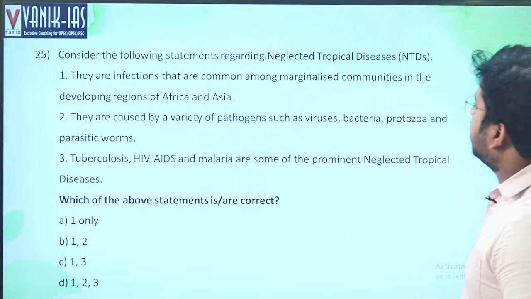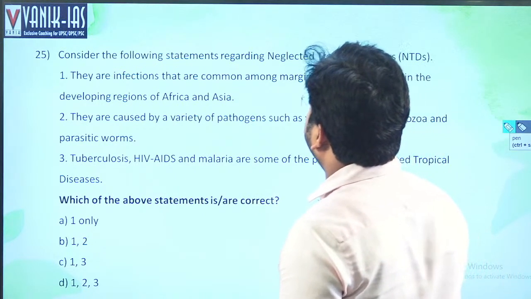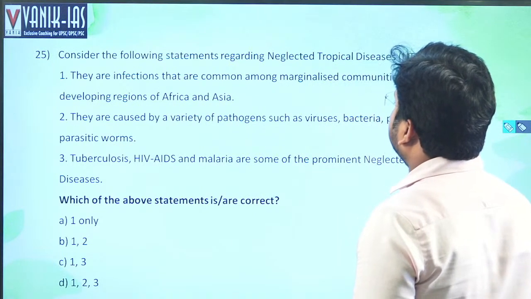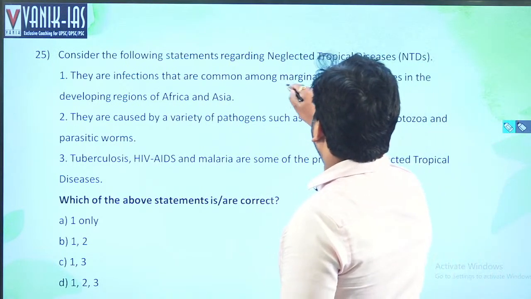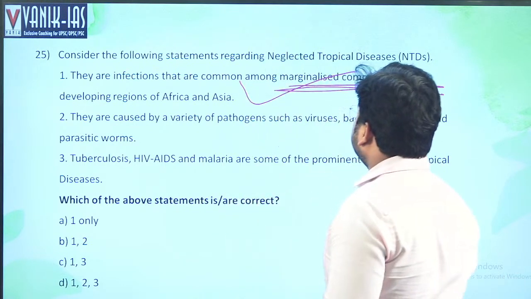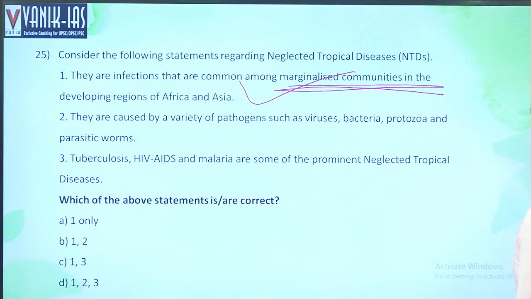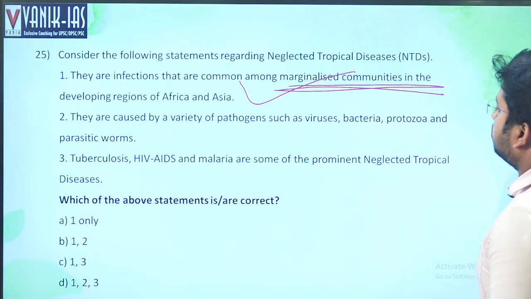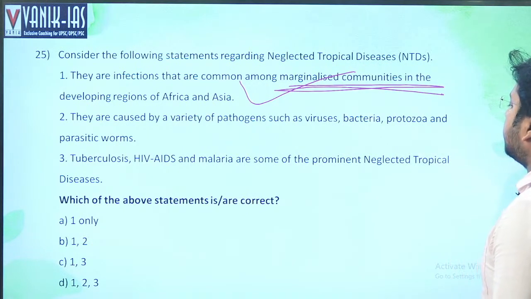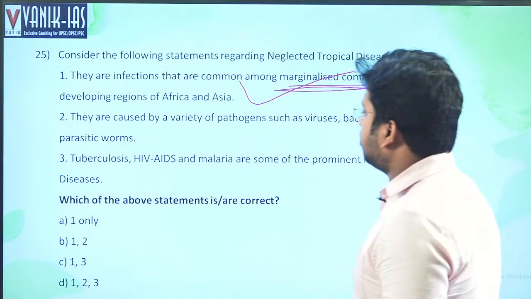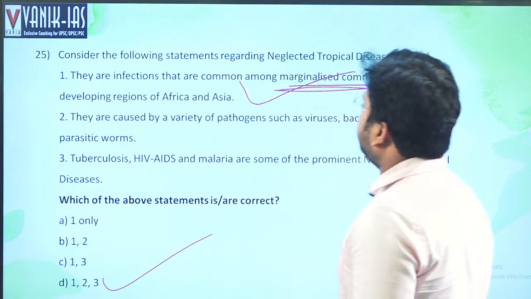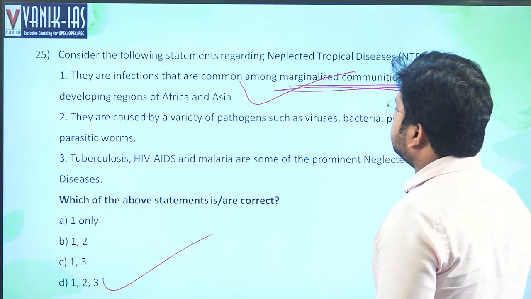Consider the following statements regarding neglected tropical diseases, the NTDs. They are infections that are common among marginalized communities of developing regions of Africa and Asia. Yes, this is right. They are caused by a variety of pathogens such as viruses, bacteria, protozoa and parasitic worms. Tuberculosis, AIDS, malaria are some of the prominent neglected tropical diseases. Yes, all those statements are right. Neglected tropical diseases are primarily found in the developing regions of Asia and Africa.